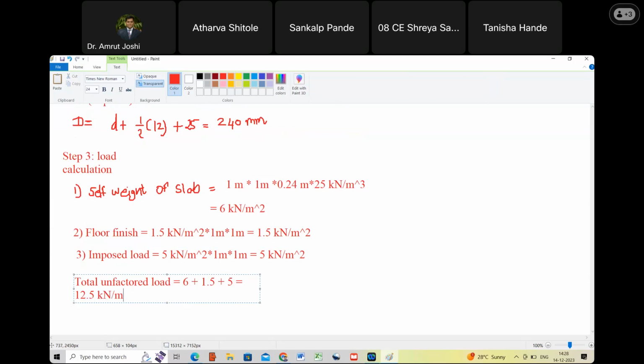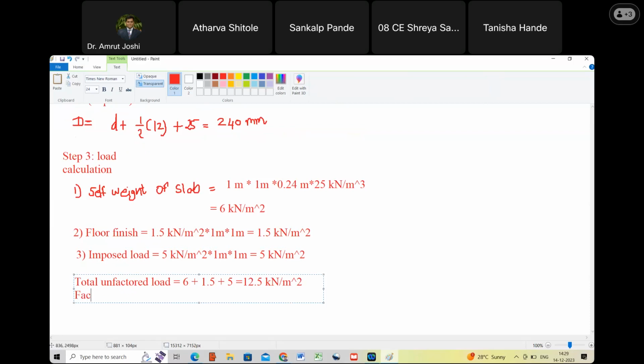12.5 kilonewton per meter square. Mind you, in the last problem we were considering it as kilonewton per meter because we were then applying it as a UDL on the entire 1 meter wide strip of length Lx. Are you with me? Yes, sir. But here we are only calculating it over 1 meter by 1 meter chunk. And the further load calculation for two-way slab is slightly different than one-way slab. So I have written the unit as 12.5 kilonewton per meter square portion of the slab. Are you with me? Yes, sir.